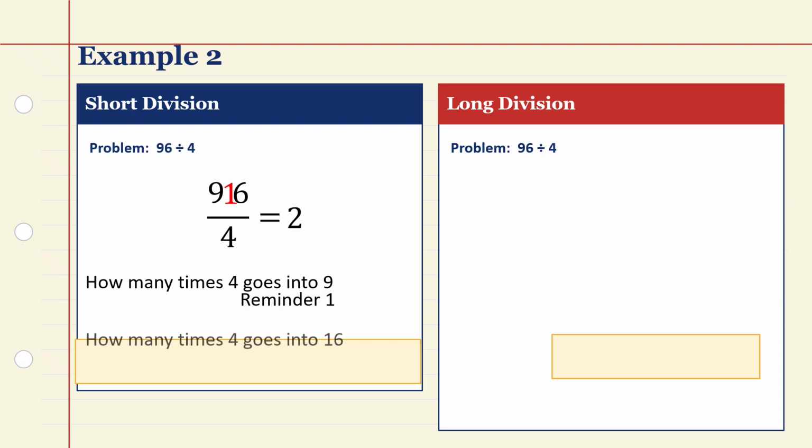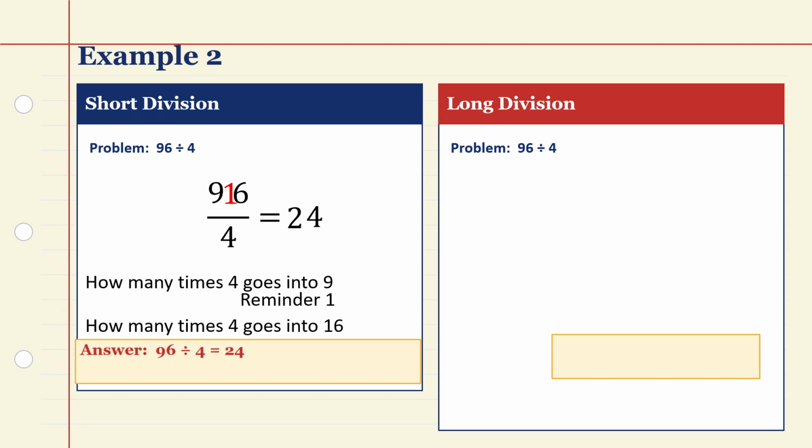Now how many times 4 goes into 16? It goes 4 times. And there is no remainder because 4 times 4 is 16. That means we finished. 96 divided by 4 is 24.